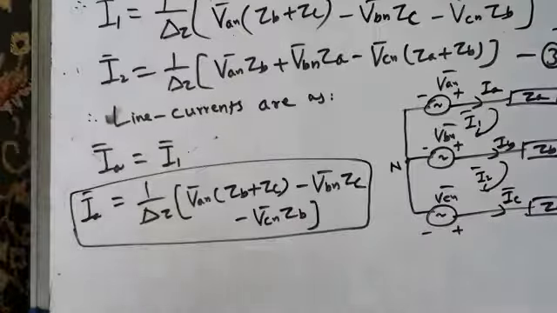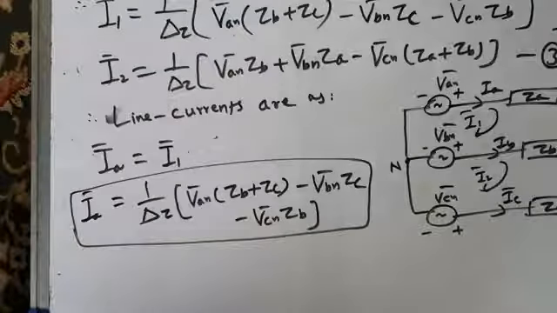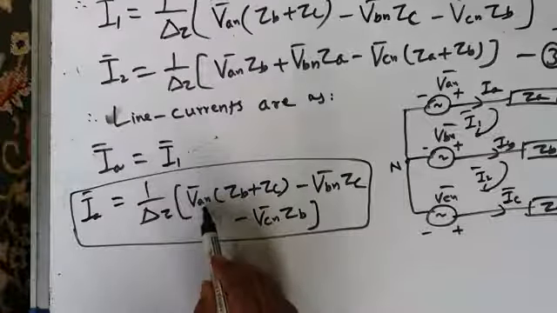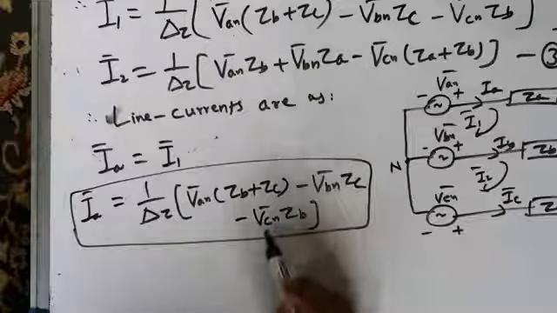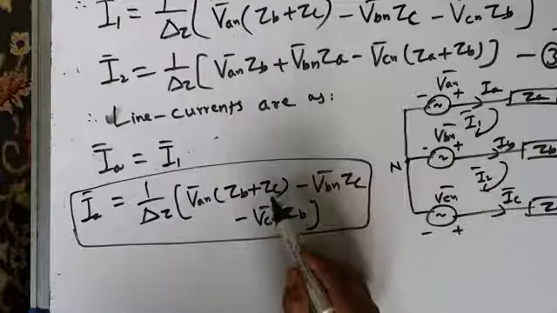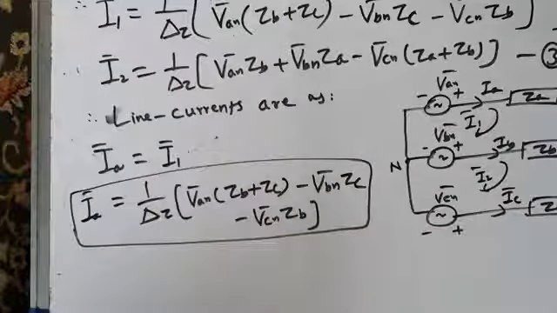This is how we can compute IA, if you know delta Z, and you already know what is delta Z. Delta Z we have computed. Delta Z is ZA ZB plus ZB ZC plus ZC ZA. You know phase voltage VAN, you know phase voltage VBN, you know phase voltage VCN. It will be given in the problem. You know the load impedances ZA, ZB, ZC. Substitute here and you will get line current IA.